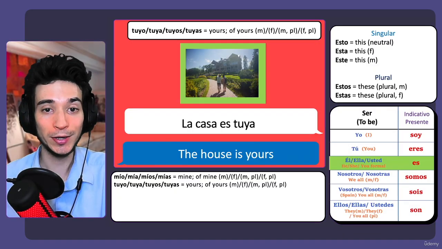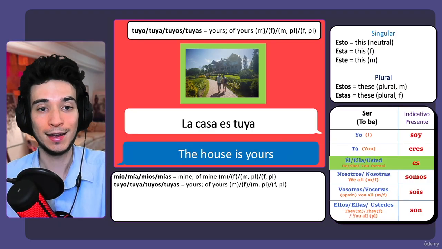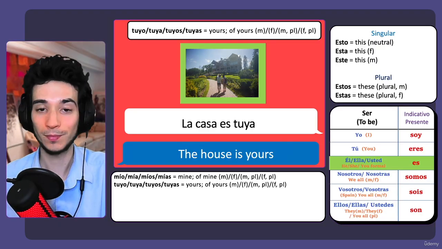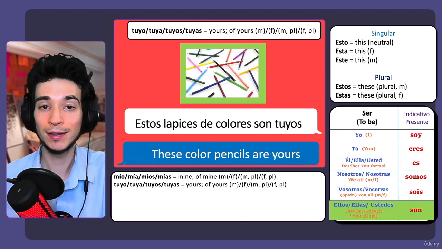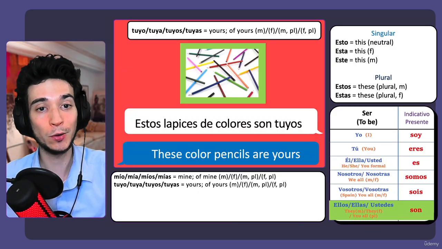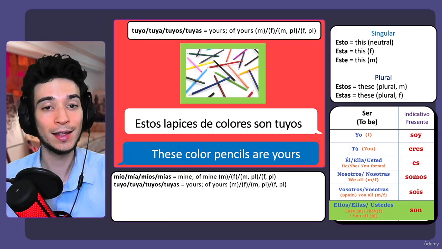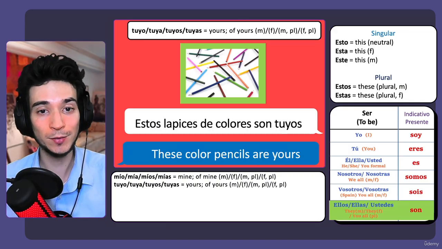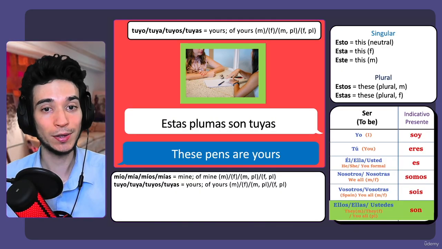So let's try the next one. La casa es tuya. The house is yours. And another example would be estos lápices de colores son tuyos. These color pencils are yours. So lápices de colores means color pencils.